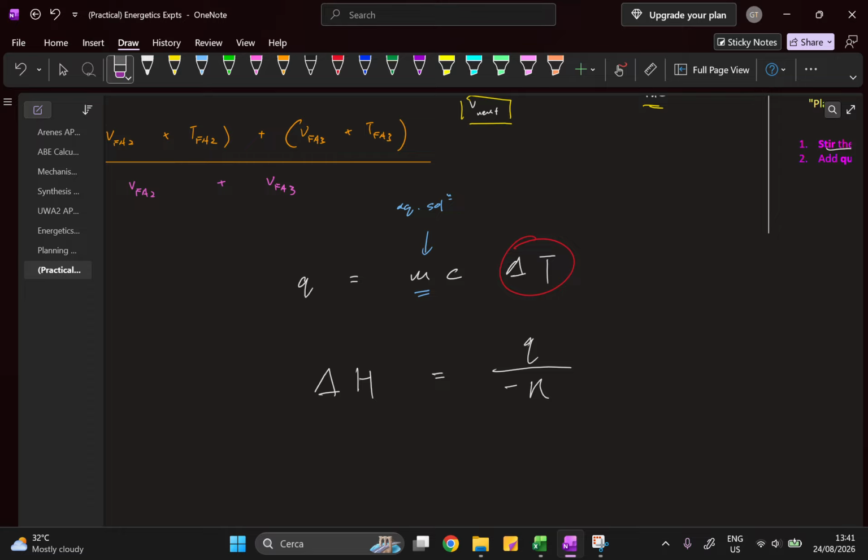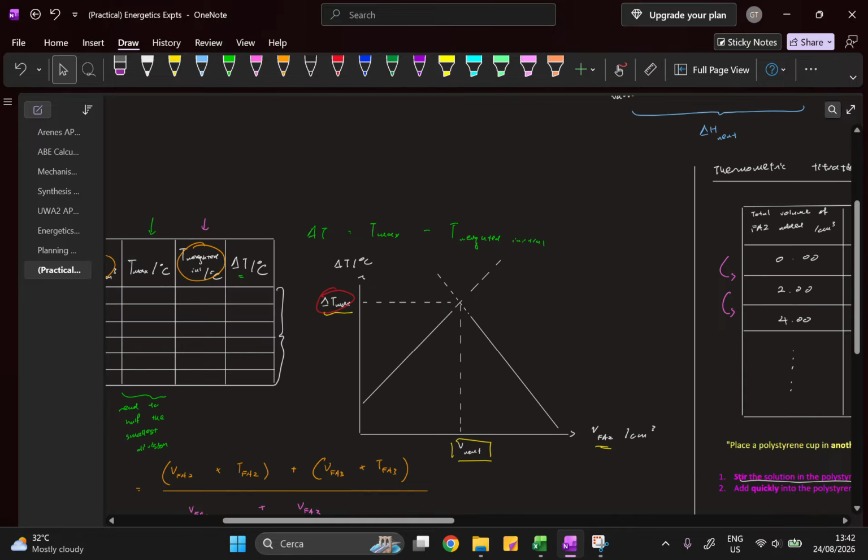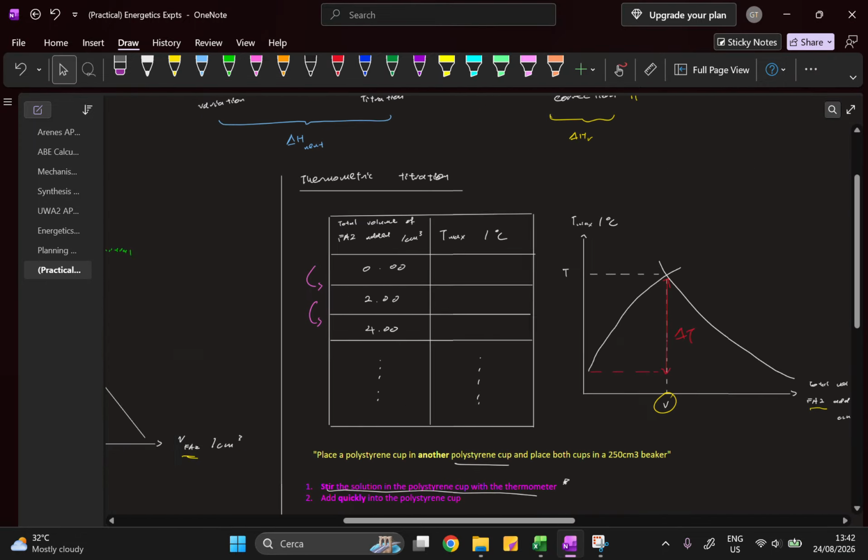Actually, what's the data booklet value? Let me check my data booklet. According to the data booklet, C is equal to 4.18. Yeah. If they don't give you, just use the data booklet value of 4.18. If they ask you to use 4.2, just follow instructions and use 4.2. Delta T, I showed you where on the graphs to read off already. I hope you are clear on this.